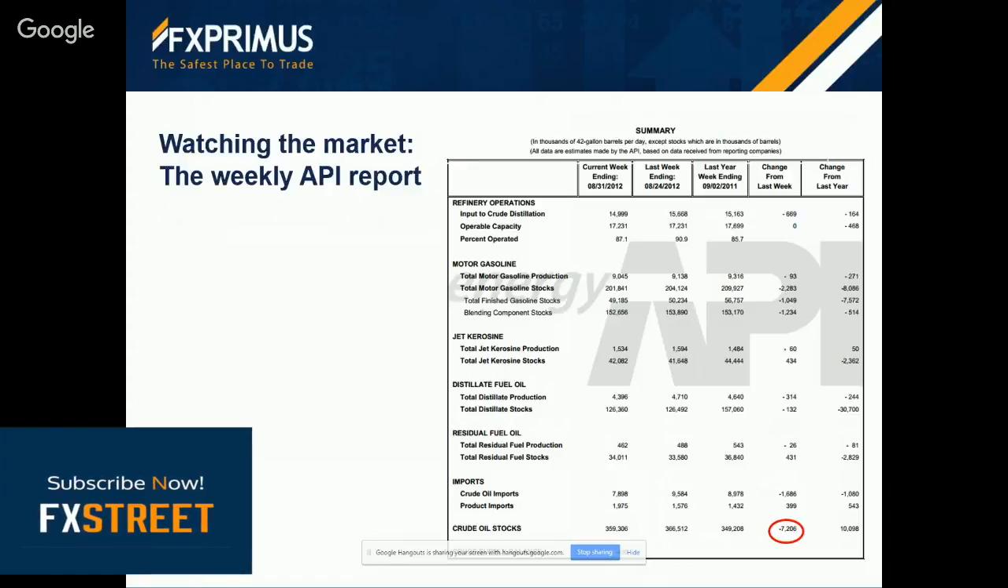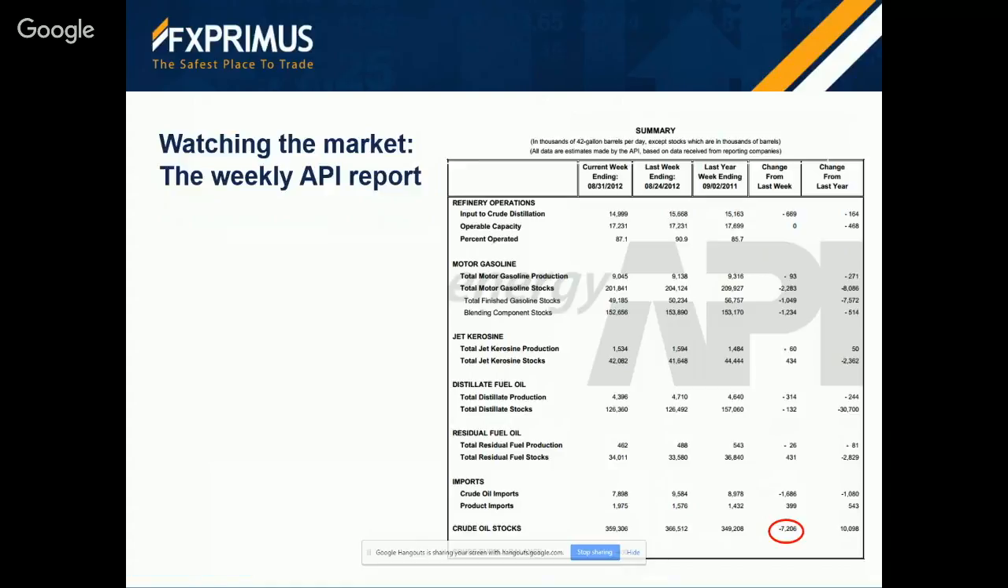One key point, the report's available by subscription only, so the numbers aren't widely distributed to the general public. But everybody in the oil business subscribes, so they do move markets. Now, this is a copy of the report. The circled figure down below, the change in crude oil stocks, is the most important number.